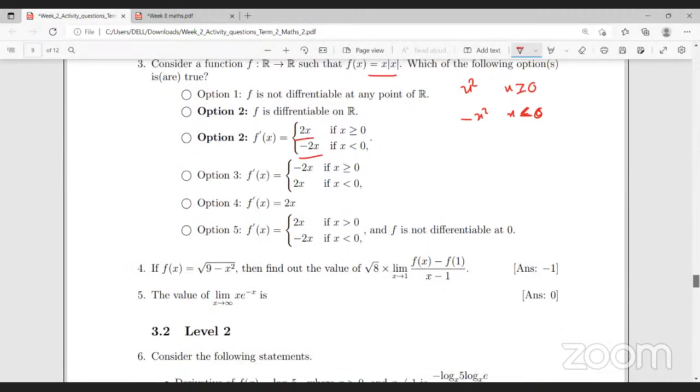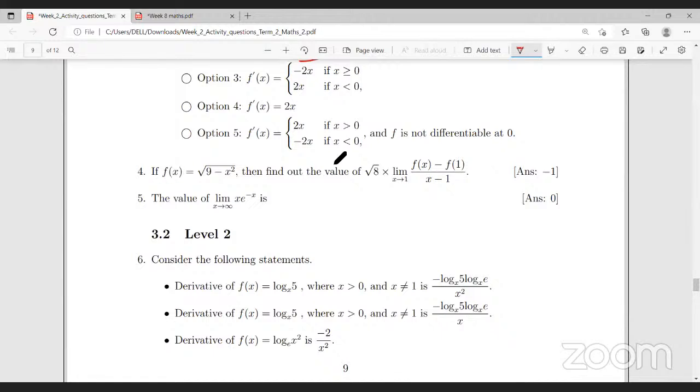Now question number 4. I have to solve this question. Anyone approached this question? Yes, sir, I have done it. So just simply put f of x here. What is the limit as x tends to 1 of under root of 9 minus x square minus f of 1, which is under root of 8, right? If I put x equals 1, 9 minus 1, under root of 8, divided by x minus 1. So we have to find the limit here. If I put x equals 1, I will get under root of 8 minus under root of 8, that is 0. It is 0 by 0 form, right?